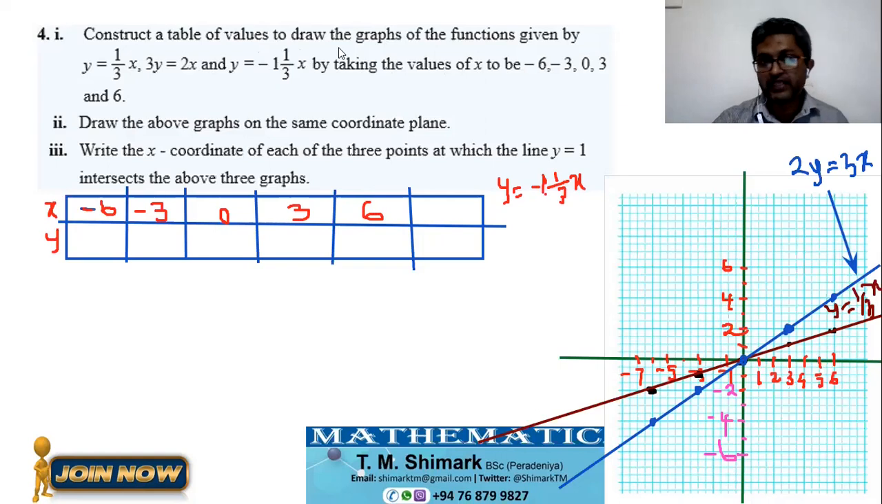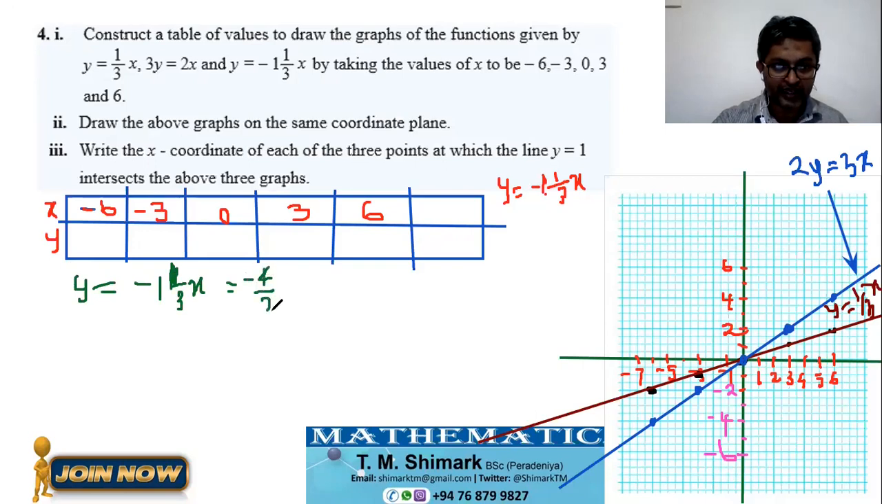So make that an improper fraction. Then it's easy for you to handle. So I'll just change that. So minus 1 and 1 by 3x, I can write by changing this mixed number into an improper fraction. How? 3 into 1 is 3, 3 plus 1 is 4, so minus 4 over 3x, right? We have this one.